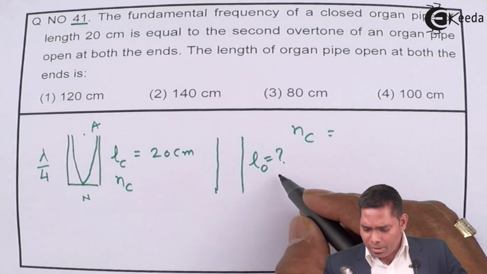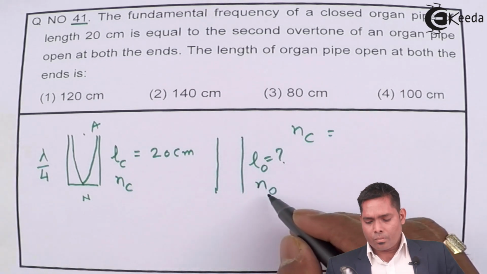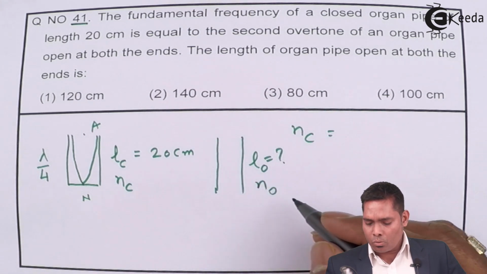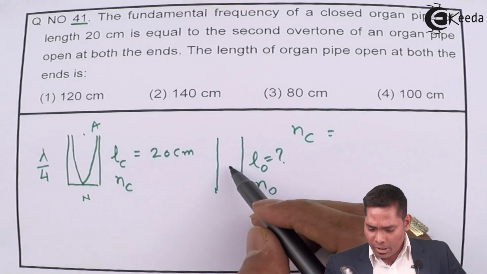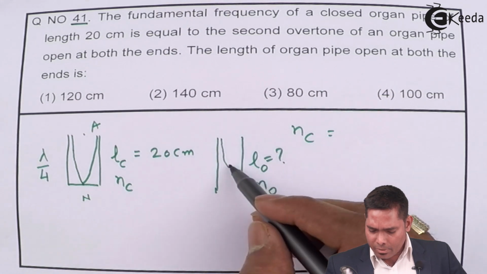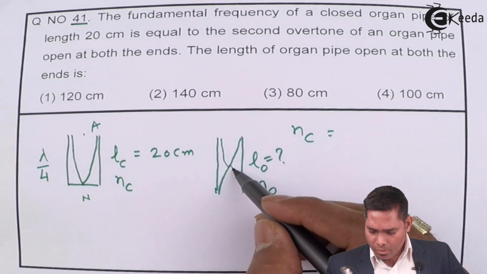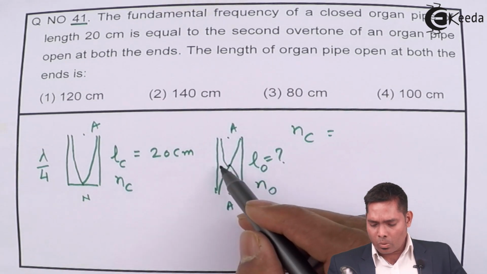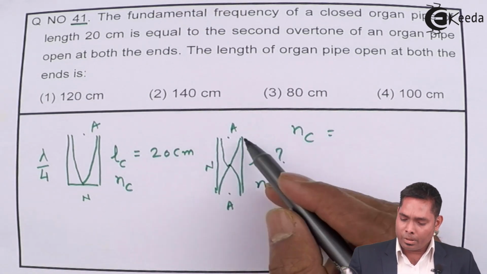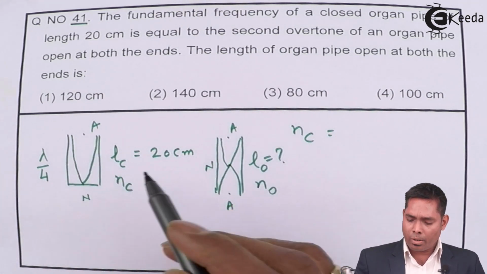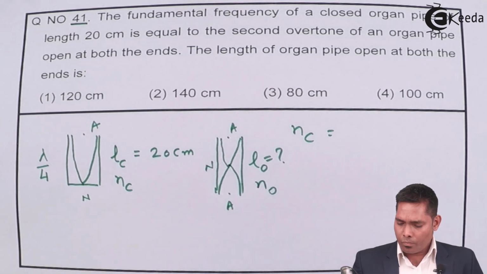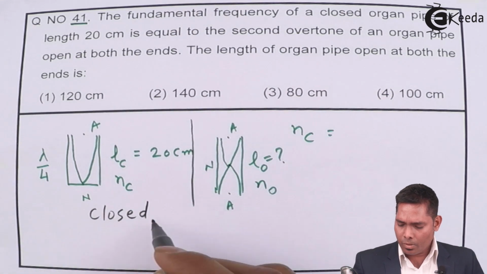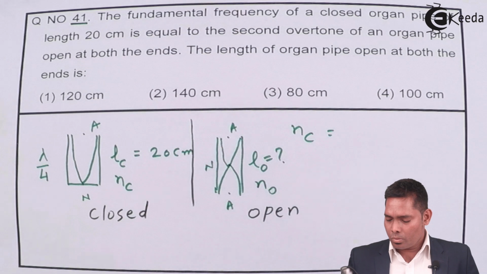Suppose that the fundamental frequency in open tube is NO, and we know all possible harmonics or vibrations in case of an open tube. Here the fundamental frequency is like this. This is always anti-node because it's open, and this is the node here. This is the fundamental mode of vibration, and this is the fundamental mode of vibration in closed tube. So I have just given the comparison. This is for closed one and this is for open tube.